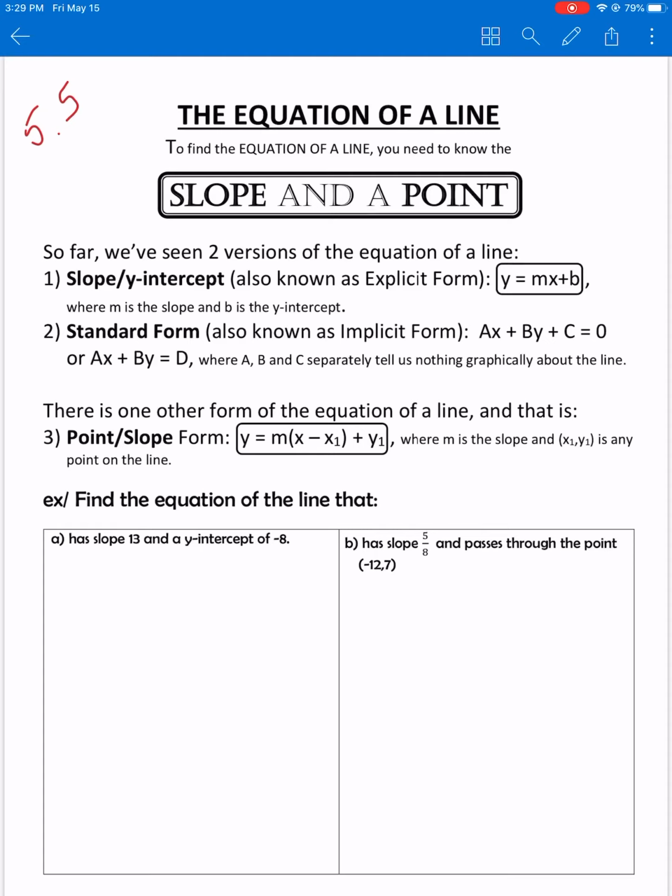But if you have any questions after I'm done, please make sure that you contact me. Okay, this is really important stuff. All right, so the equation of a line.